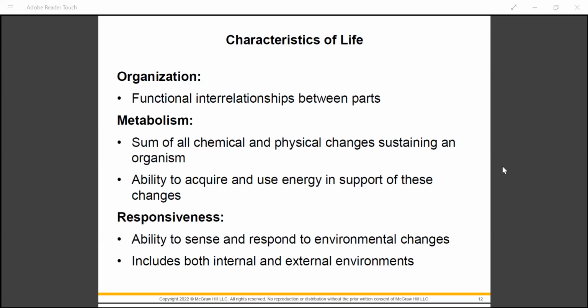Our third one is responsiveness, and that's our ability to sense changes in both the external and internal environments. So not only do we need to be able to sense what's going on around us and what's changing around us, we also need to be able to respond to changes in our internal environment. We are going to talk about in the next section the concept of homeostasis, which more or less means maintaining our internal environment. So we'll talk about this a little bit further.